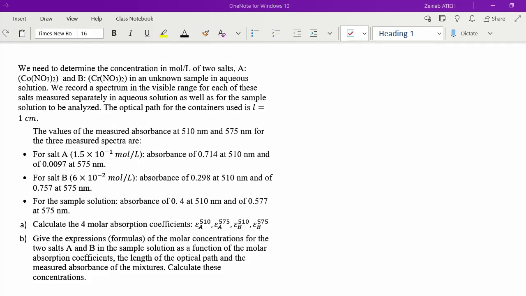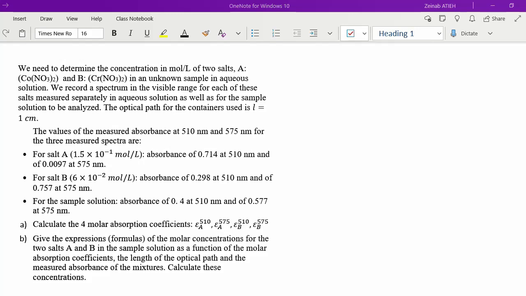The values of the measured absorbance at 510 nanometer and 575 nanometer for the 3 measured spectra are as follows. So we measured A alone at two wavelengths. We measured B alone at two wavelengths, and then we mixed them up with certain concentrations, and we're going to find these concentrations using the properties that we have studied.